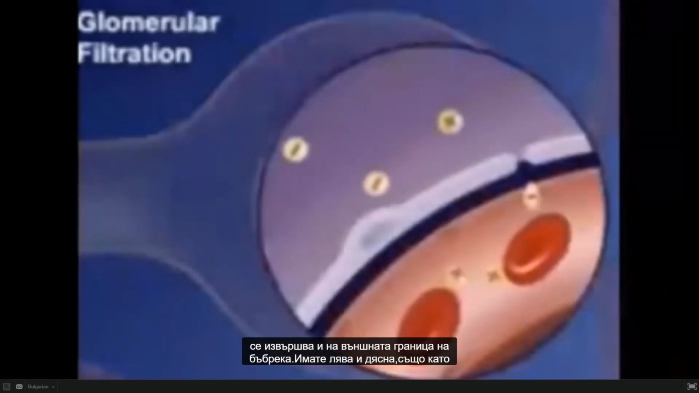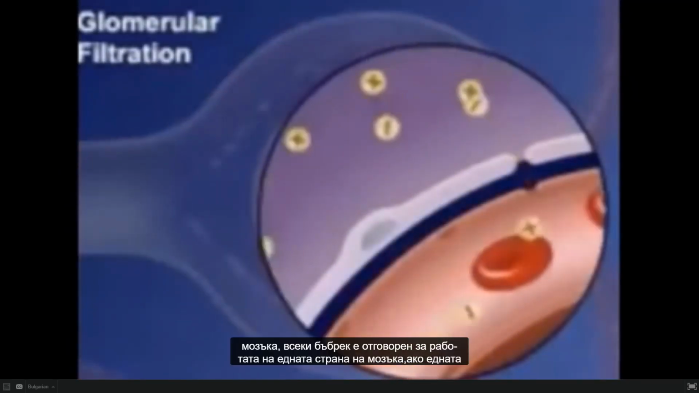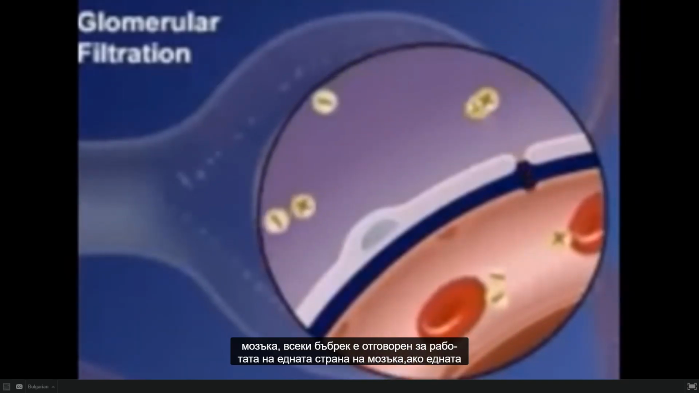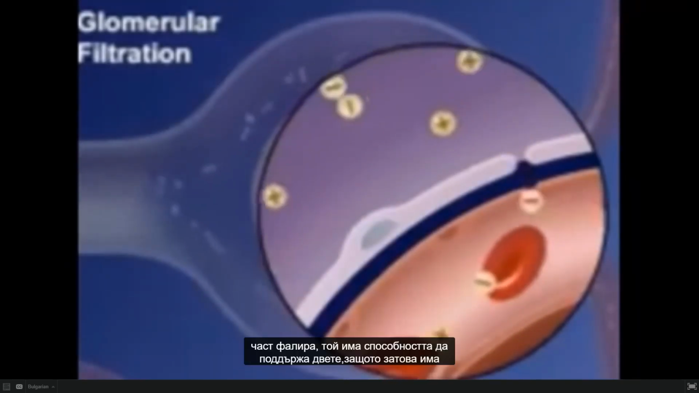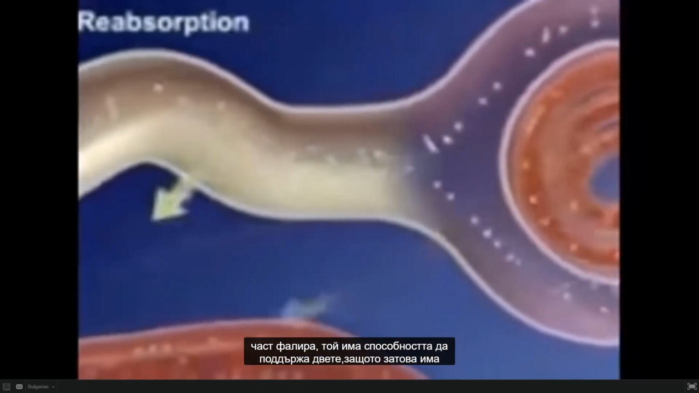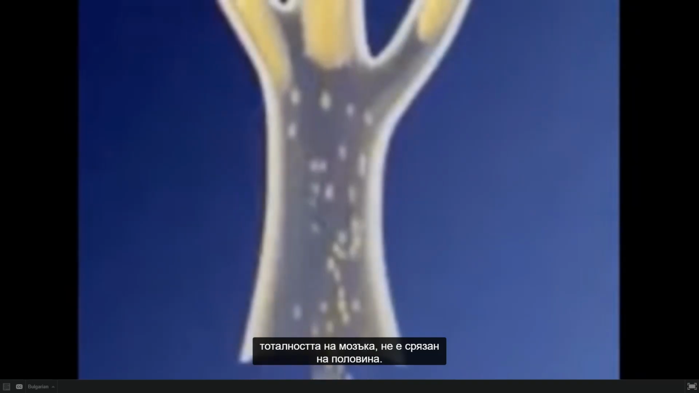You have a left and a right, the same as the brain. Each kidney is responsible for the operation of one side of the brain. And if one fails, it has the capability to support both, because it has a totality figure of the brain. It's not halfway cut.